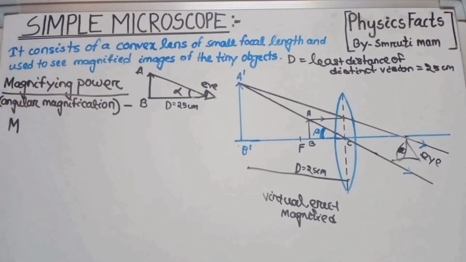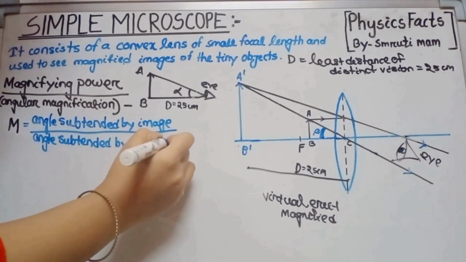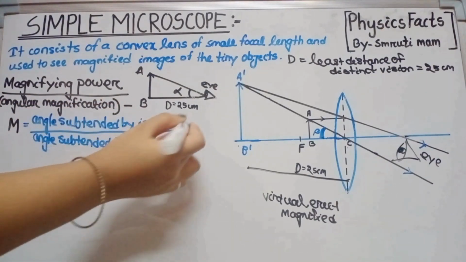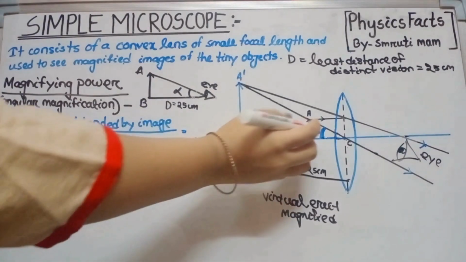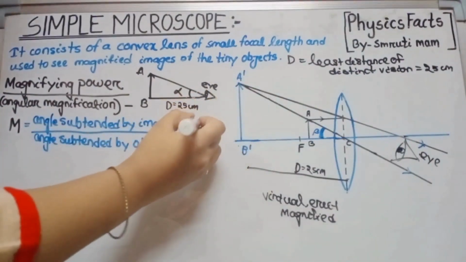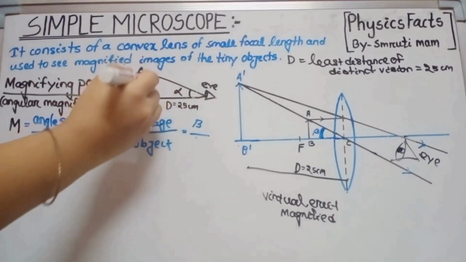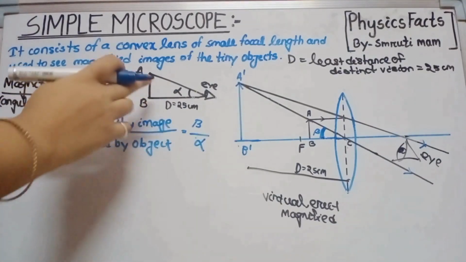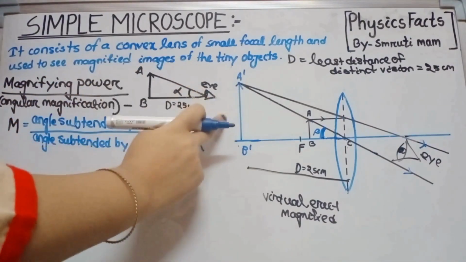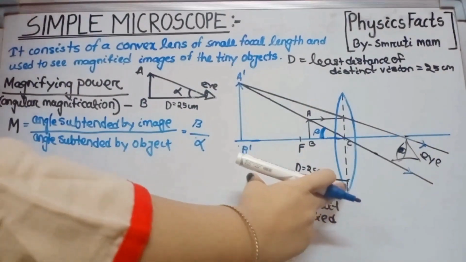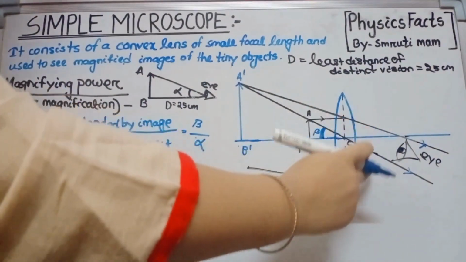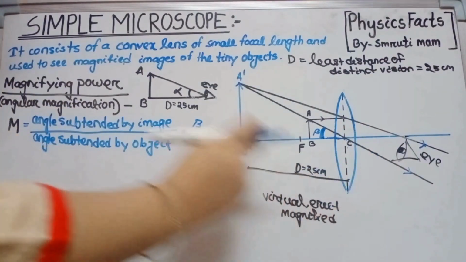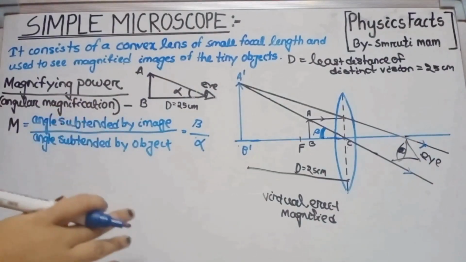Denoted by m. M equals the angle subtended by the image to the angle subtended by the object. What is the angle subtended by the image? That is beta. What is the angle subtended by the object? That is alpha. But what happened? That object and image both are at least distance of distinct vision from us. हमारी आंखों से 25 सेंटीमीटर की दूरी पर both object and image रहना चाहिए.